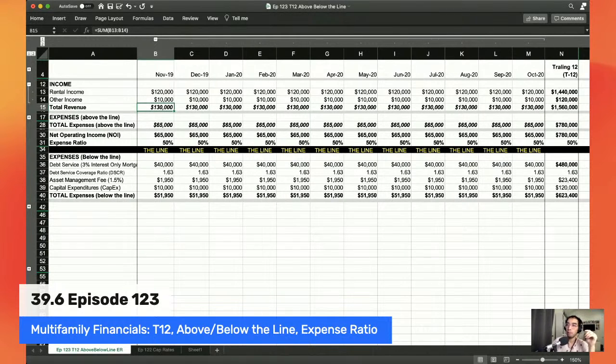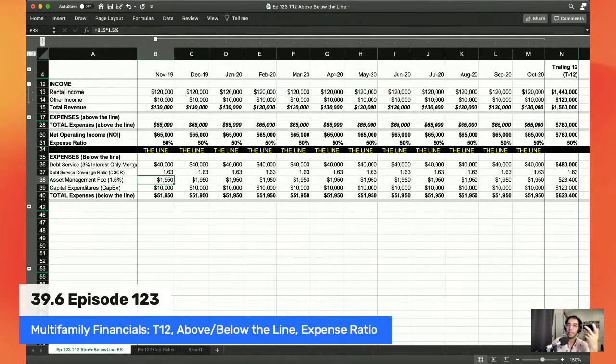Then we have all of our below the line expenses. So debt service, our 3% interest only mortgage, is $40,000 per month as a payment. Remember our term, the debt service coverage ratio: that's the net operating income divided by the debt service. Now that's usually done on an annualized basis, but for the purposes of this math, I show it here per month. And then we have our asset management fee, which is often 1 to 1.5%. That's in addition to the property management fee.